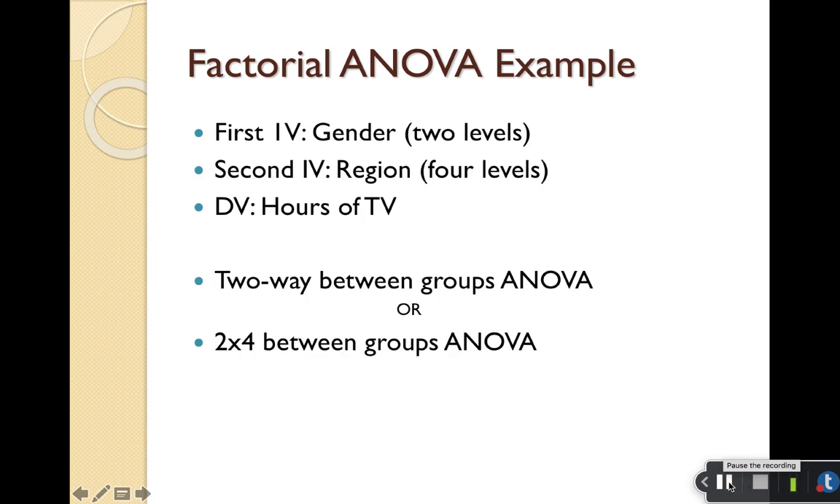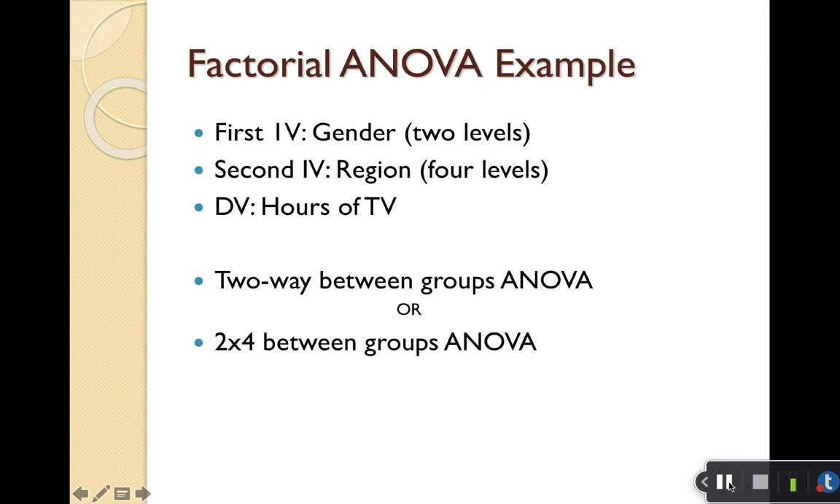When we're setting up our factorial ANOVA, we want to be sure that we really define what our variables are. So again, we have our first independent variable of gender. It has 2 levels, boys versus girls. Our second independent variable is region, and again we have 4 levels, north, south, east, and west. And our DV is always something we take the average of, so in this case it's hours of television watched.